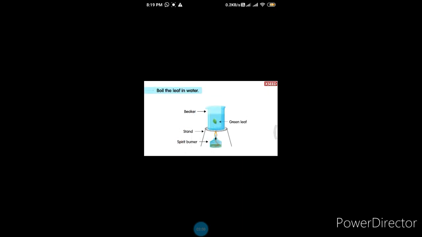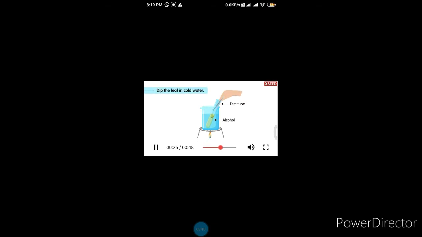Boil the leaf in water. Then boil the leaf in alcohol to make it colorless. Dip the leaf in cold water. Put a few drops of iodine solution on the leaf after it dries. If the leaf turns blue-black, it proves that it has starch.